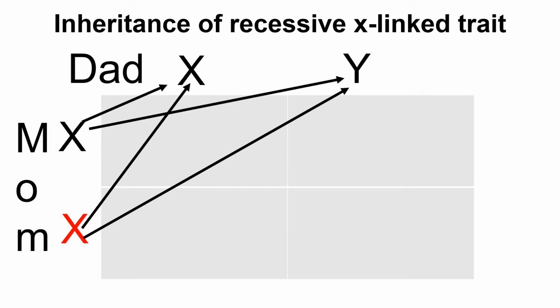So essentially what we do is we multiply the genotypes of the mom with the genotypes of the dad. So we multiply the X of the mom with the X of the dad, and then the X of the mom with the Y of the dad, and then we move towards the bottom. So we multiply the X of the mom with the X of the dad, and finally the X of the mom with the Y of the dad. So let's find out if this specific condition that is carried in the X chromosome and is recessive affects males or females.